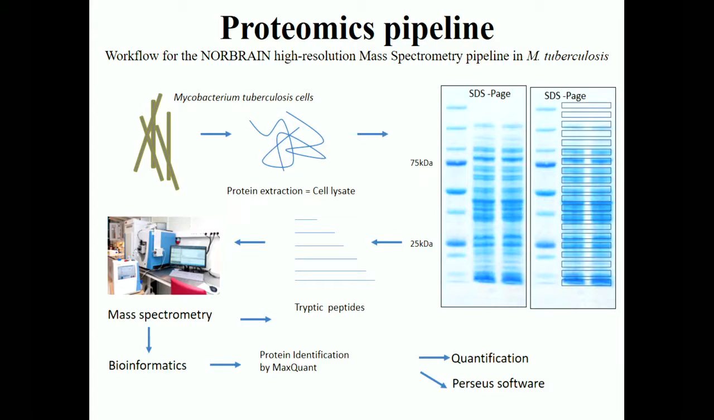This is the proteomic pipeline that we used to analyze the data. First, we subcultured strains from lineage 4 and lineage 7, and then cell lysis and in-gel trypsin digestion was performed using the standard procedure. And then the peptides were injected into the mass spectrometer for peptide characterization and quantification. And finally, protein identification and quantification were performed by MaxQuant and Perseus software, respectively.